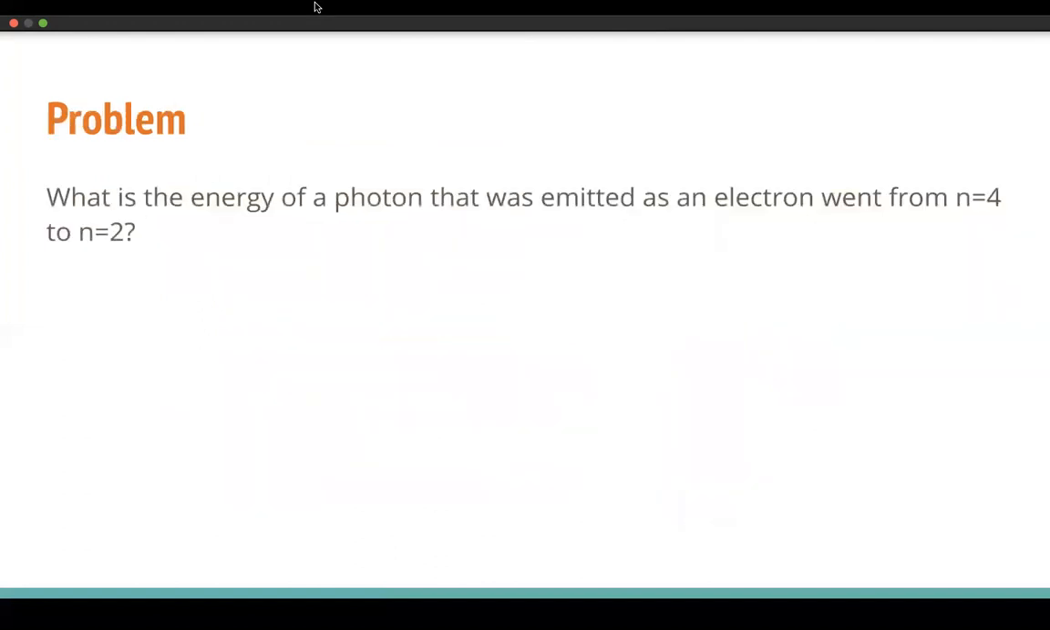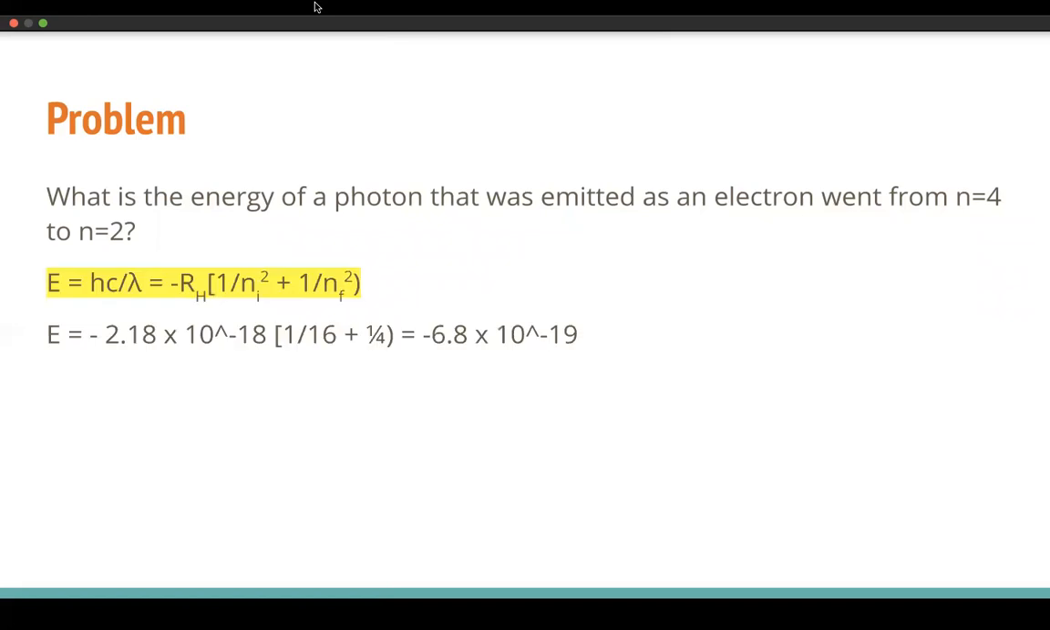So that should be about a minute. And so this is the answer. If you just plug the numbers into the equation, plug the principal energy levels into the equation, you will get the energy change.